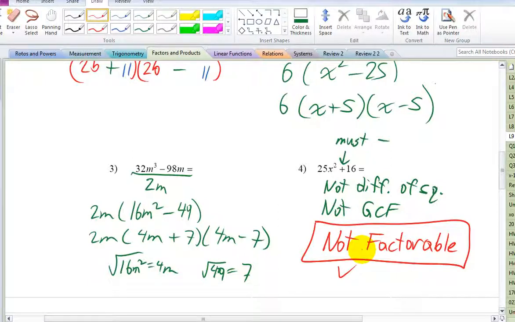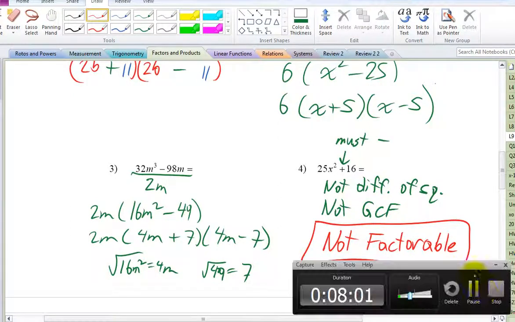Yeah, but check GCF first. It's shorter.